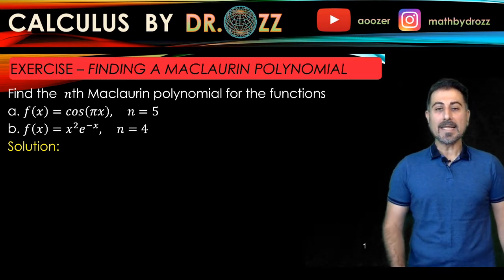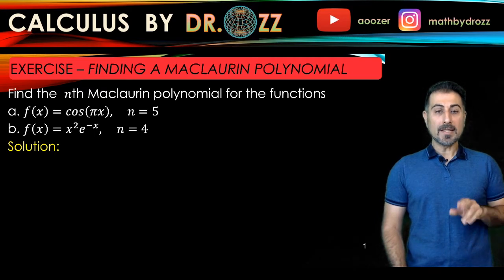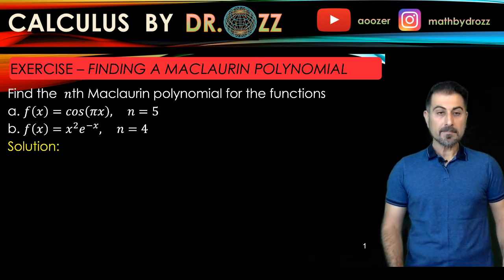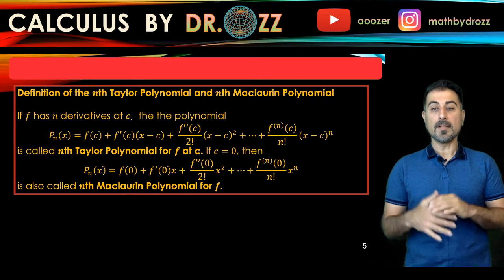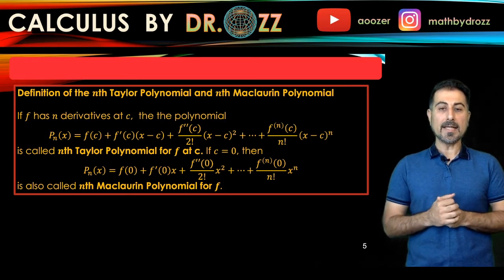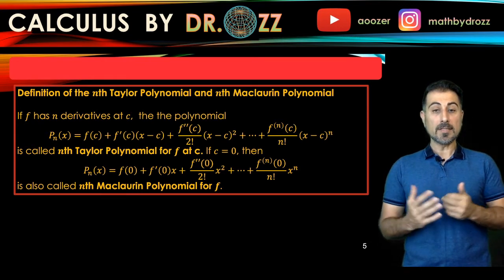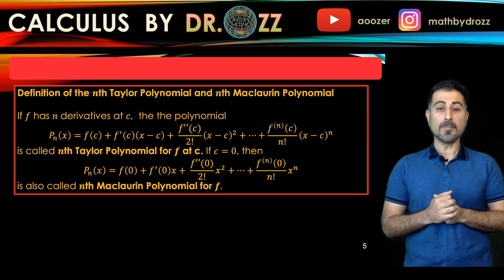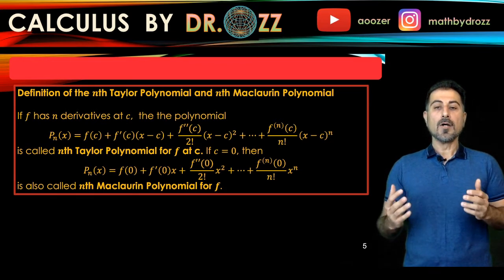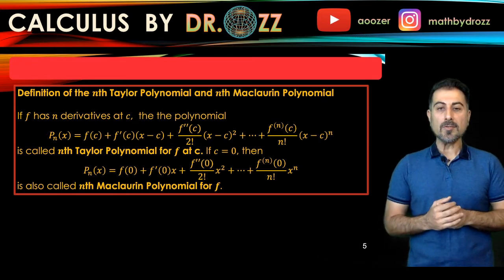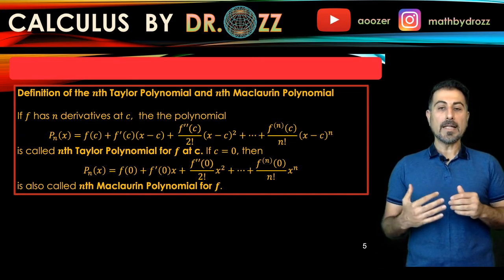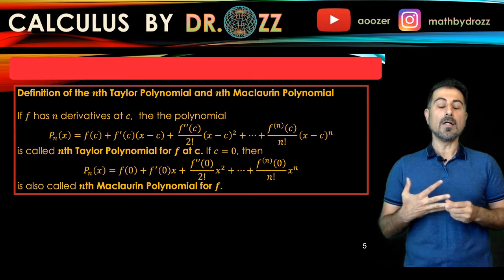Let me just quickly explain what a MacLaurin polynomial is before I start the video, even though I'm going to explain that in the video again. To start with, the function that you're dealing with must have n derivatives at the point c, which will be called the center of the polynomial expansion. If c is non-zero, and you write p sub n of x in terms of f and its derivatives evaluated at c, that is called an nth order Taylor polynomial of f at c.